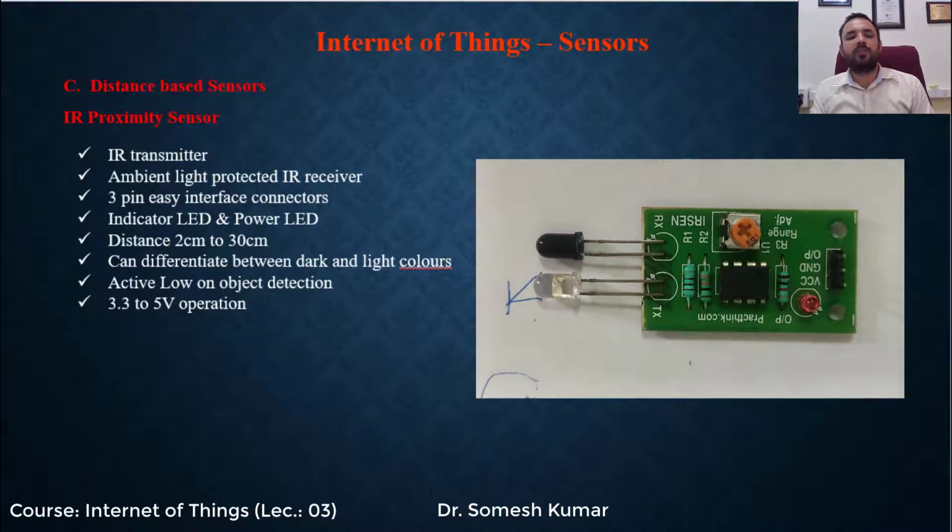So basically it works on active low. What is the meaning of active low? If it detects the obstacle, fine, then this LED will turn off. If there is no obstacle, then this LED remains in the on condition. Fine. So this is called the active low operation.